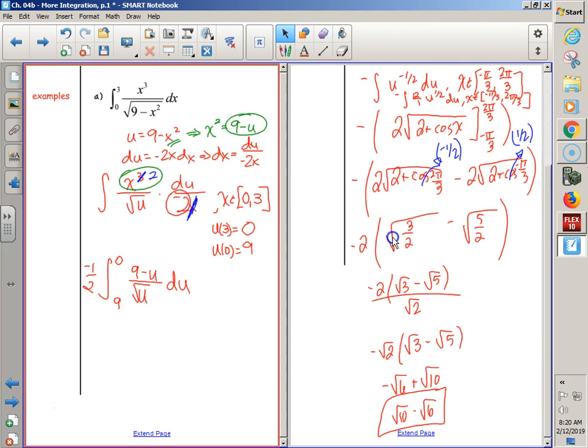The property says the integral of f of x plus g of x, I can do that separately. But can I do multiplication separately? No. So wouldn't you have to distribute and get x cubed plus x squared and then do the power rule? Okay, so what about division? If you have the integral of 9 minus u all over square root of u, somehow we have to think about this. And how do you think about it?